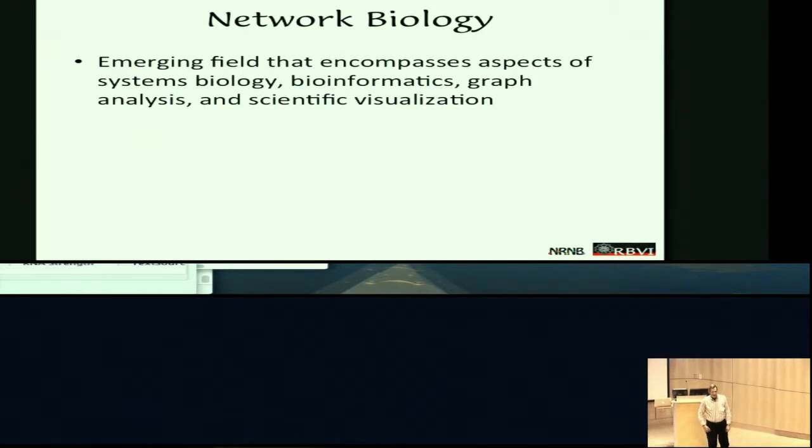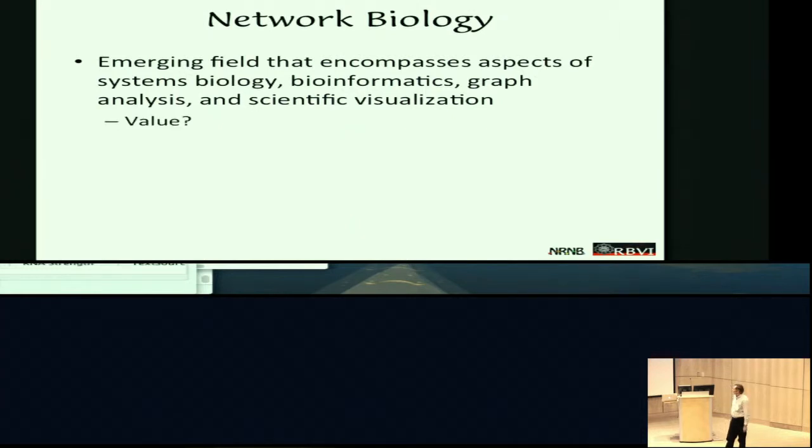I did a bunch of Googling and tried to come up with the definitive term, and the answer is there isn't one, so this is mine. It's an emerging field that has bits and pieces of a number of different things in there. It is not systems biology. It is not bioinformatics. But it uses all of these different pieces.